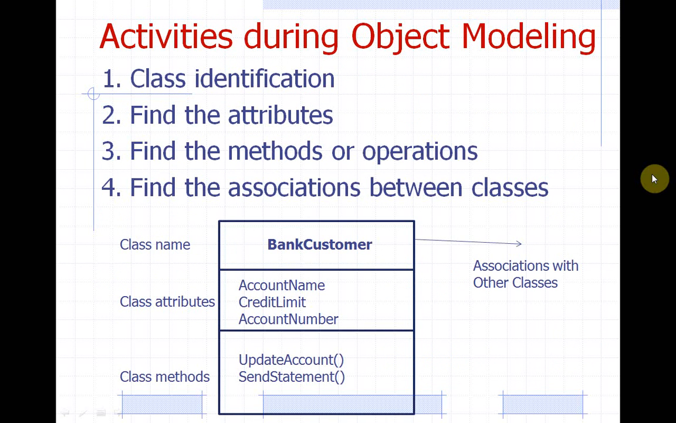So the activities during object modeling include class specification, finding out the attributes and the methods or operations for the class, and we also need to find the associations between classes. The example shows a class named bank customer. It has three attributes: account name, credit limit, and account number. And it has two methods: update account and send statement. It may have associations with other classes.